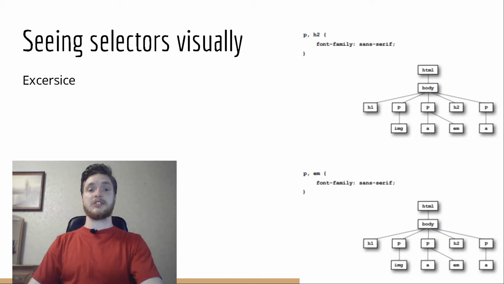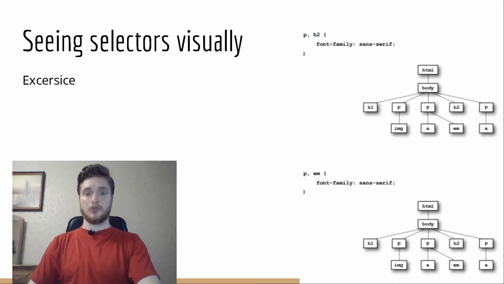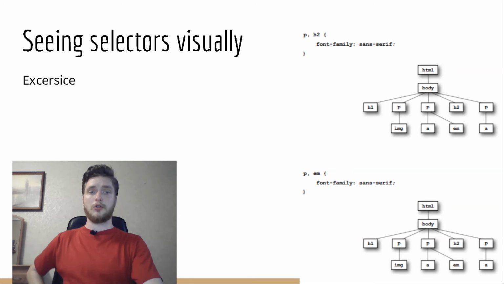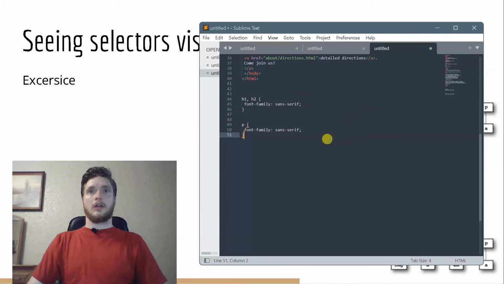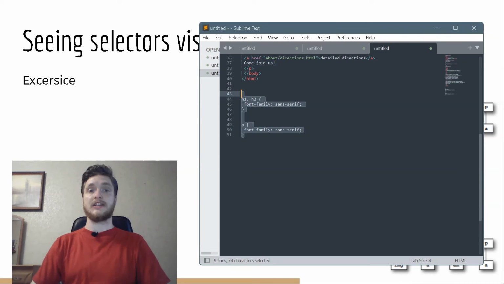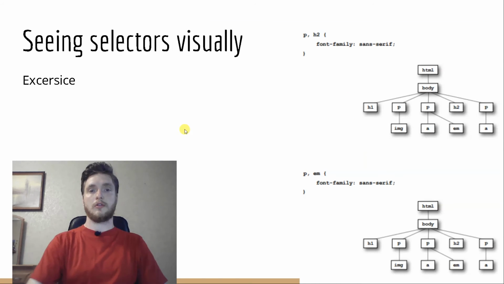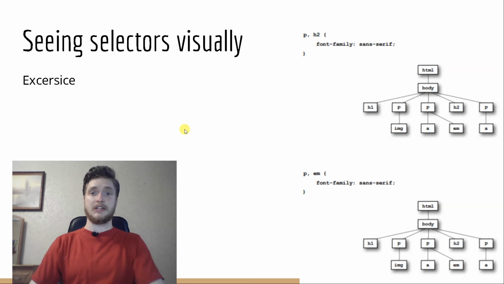And here's how the h1 and h2 selectors look. Now the selector matches both h1 and h2 elements. If we use a p selector, here's how that looks. This selector matches all the p elements in the tree. And exercise: color in the elements that are selected by these selectors.